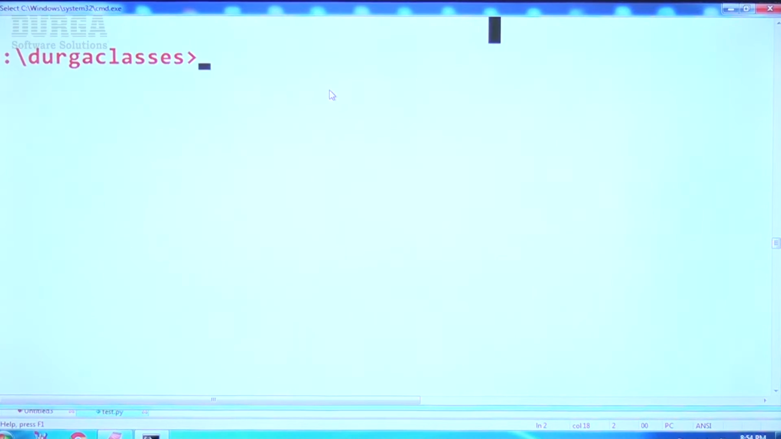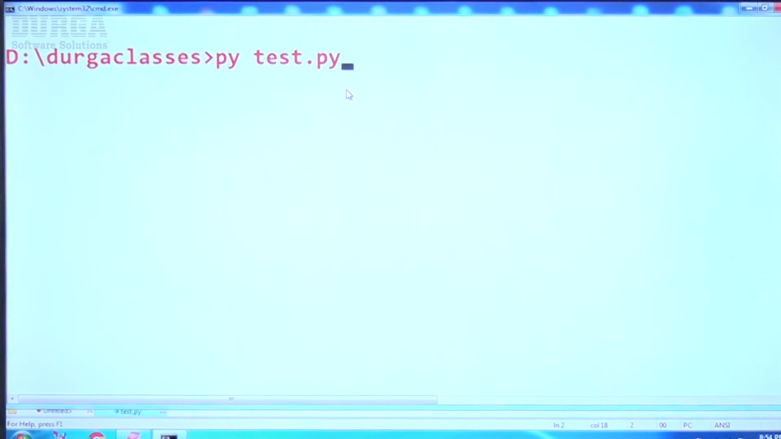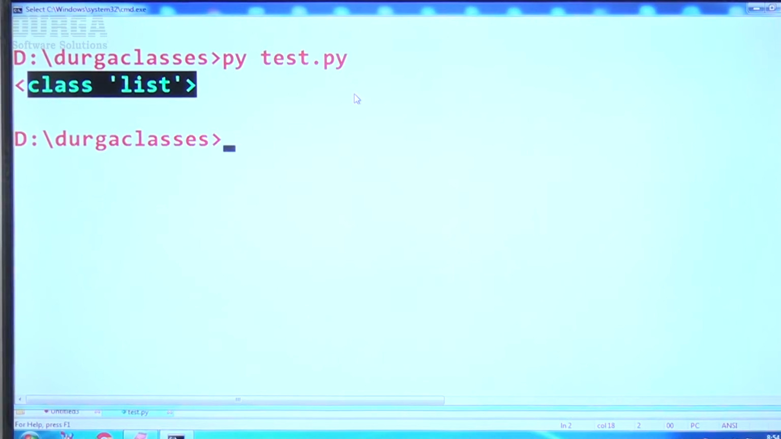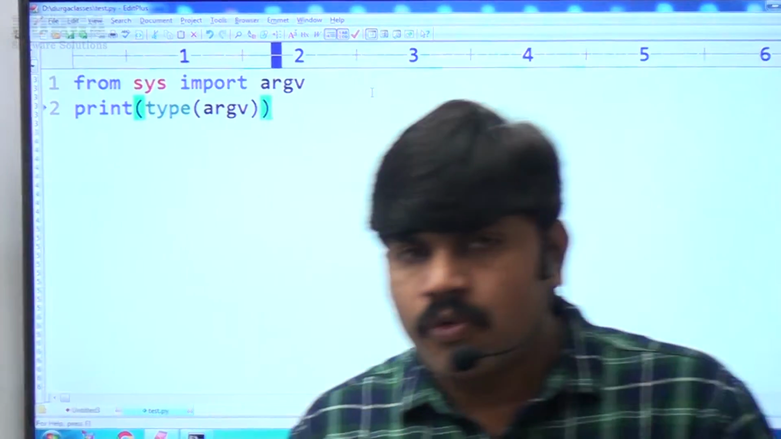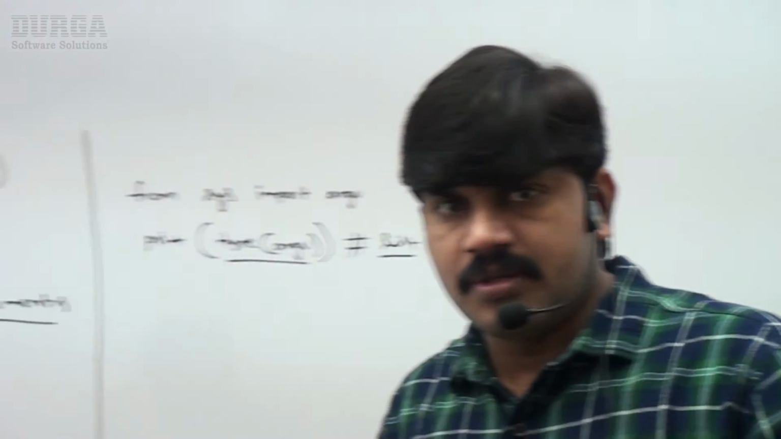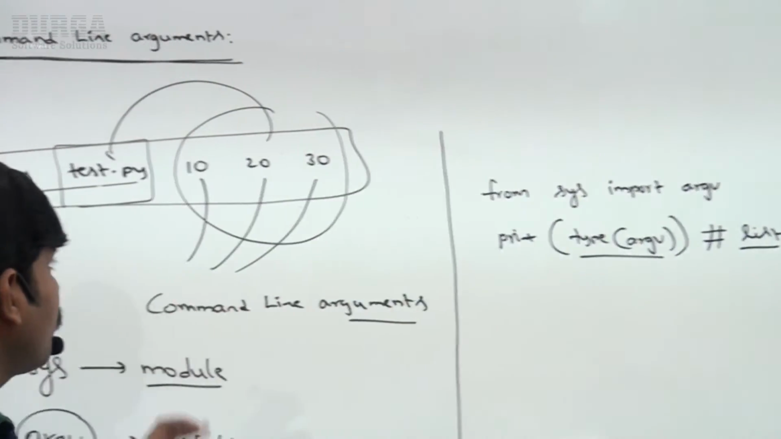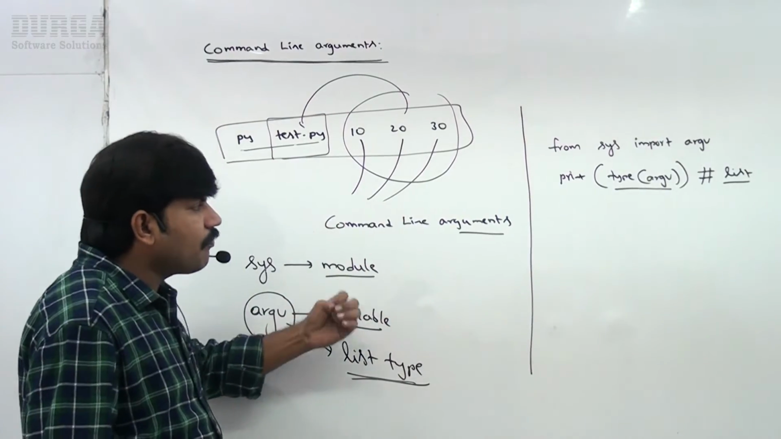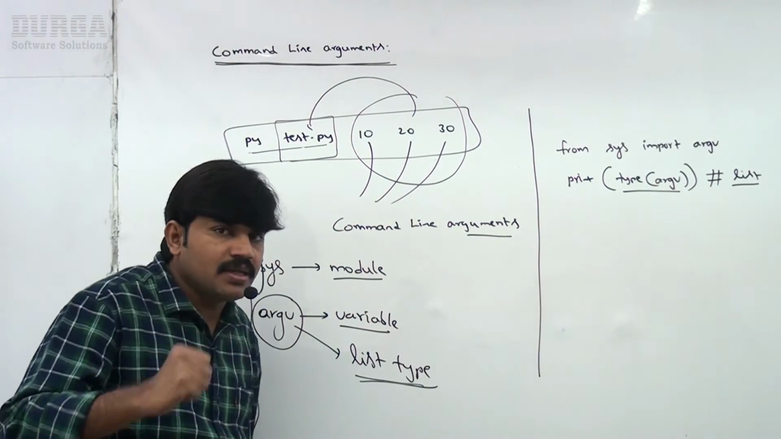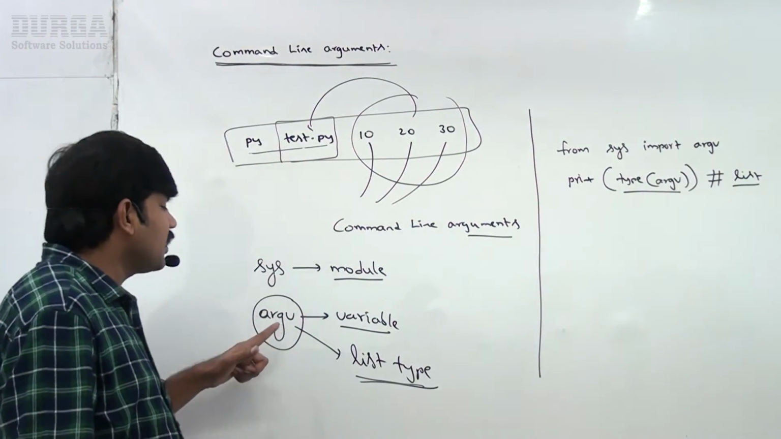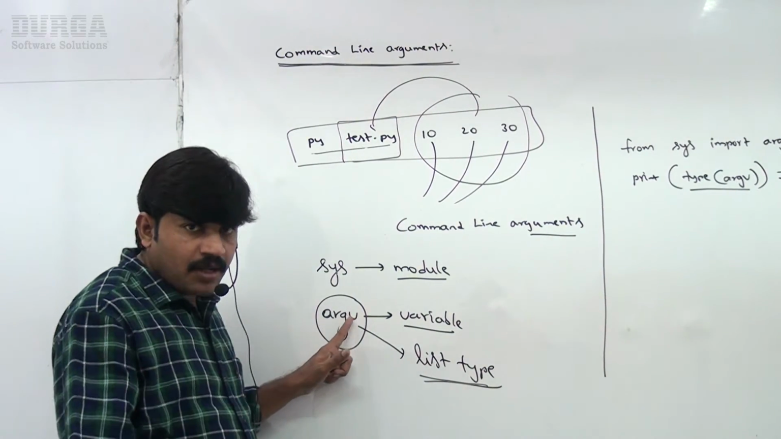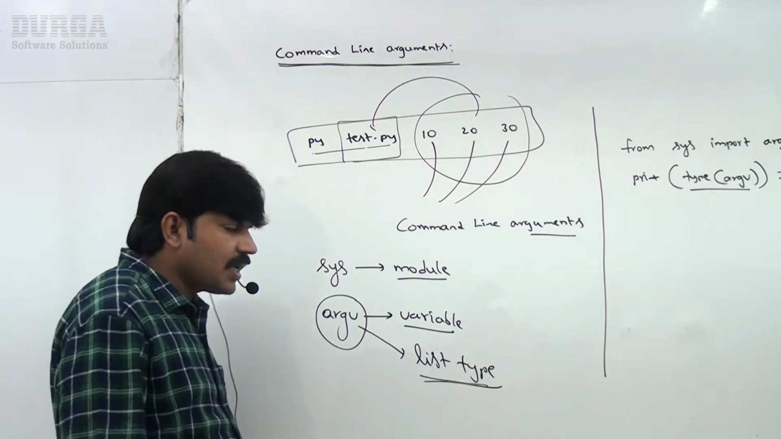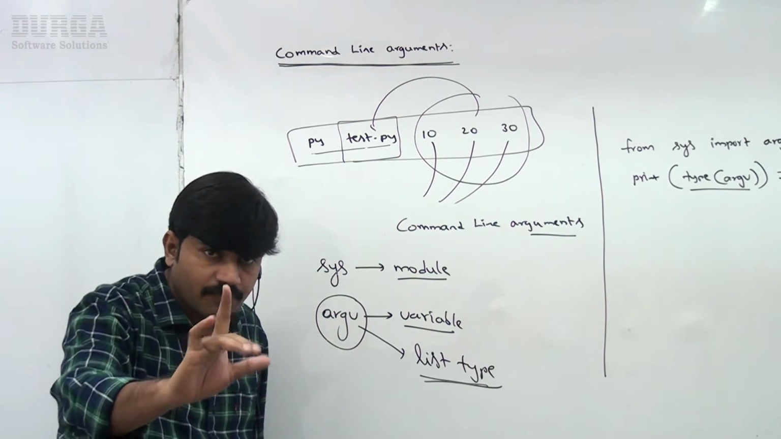Sir, now let me execute this code, py test.py. What answer are we going to get, sir? It is the list type. Clear, right? So what are command line arguments? The arguments which are passed from the command prompt are called command line arguments. Next, within a Python script, how can you read these command line arguments? By using the argv variable, which is internally a list. This argv variable is present inside the sys module. Clear for all of you, right?